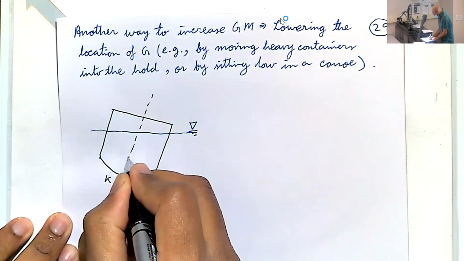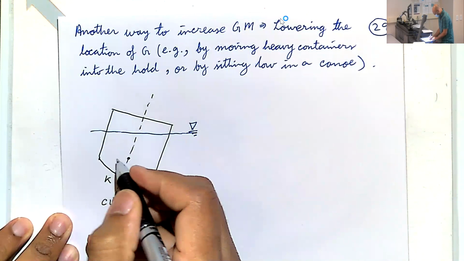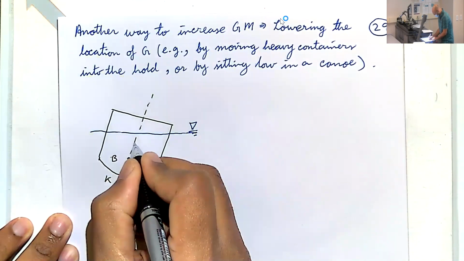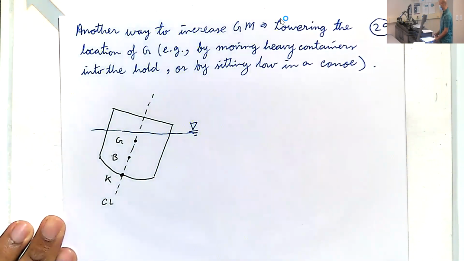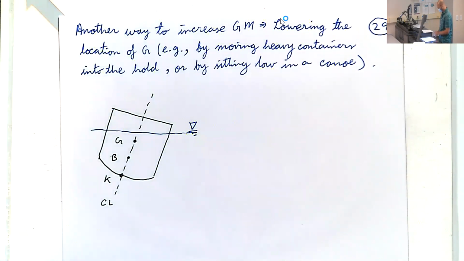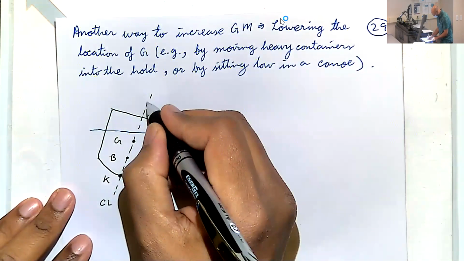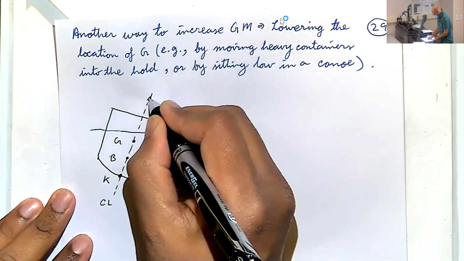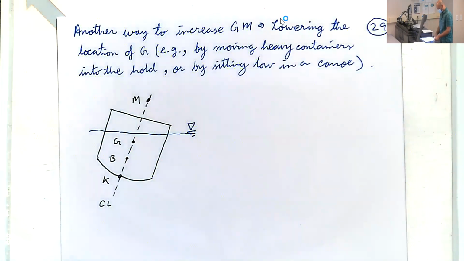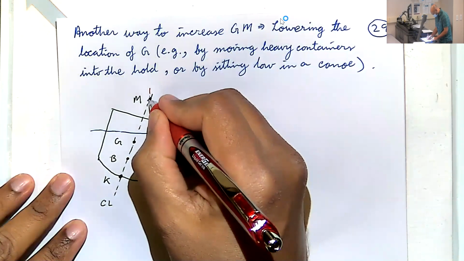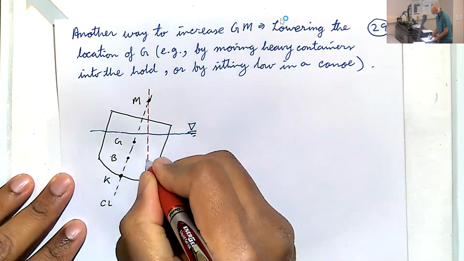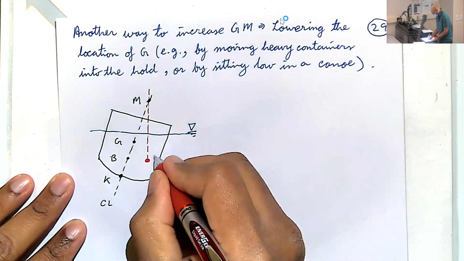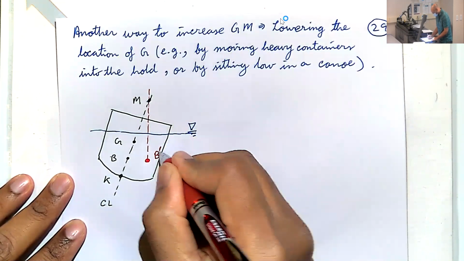Keel, center of buoyancy, center of gravity. Metacenter. All right, and we know when we drop a vertical line from here is where our new center of buoyancy, B prime, will be located.